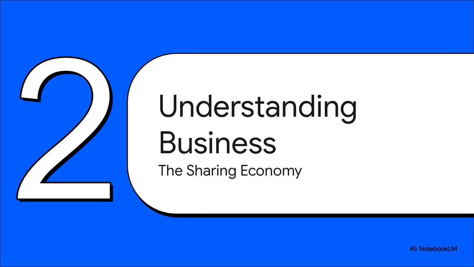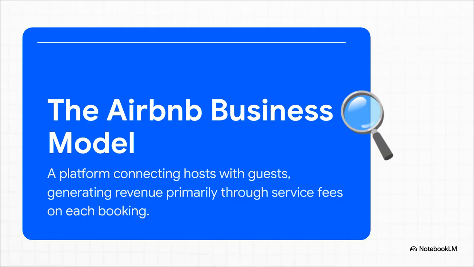Okay, so how do we fix this? Well, before we can even start to organize the chaos, we have to understand the machine we're trying to run. At its heart, your STR is a business that's built on the whole sharing economy model. Think about it. A platform like Airbnb is basically just a giant marketplace. It's a middleman. It connects you, the host with a space, to guests who need one. And for doing that, they take a little slice of every single booking.